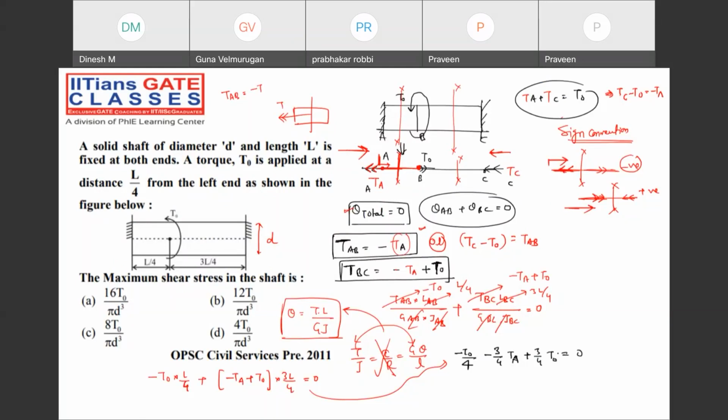This will cancel out. So it will be 2 by 4 into T naught, that is 3 TA by 4 equals... TA will be 2 T naught by 3. So I am calculating TA as 2 by 3 times T naught. Check it out.